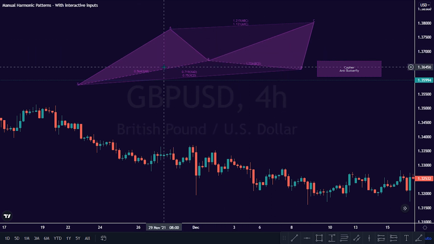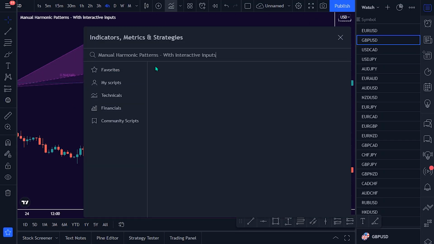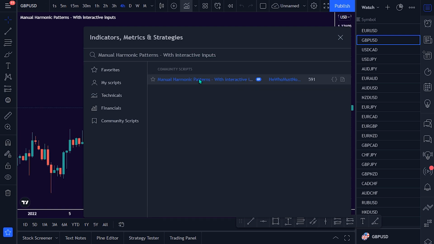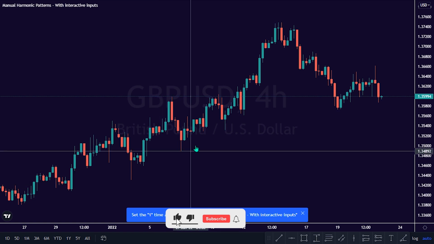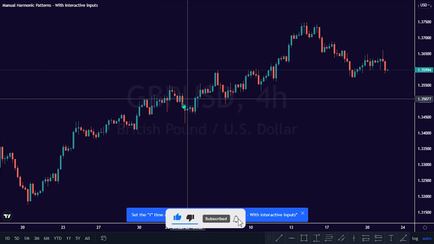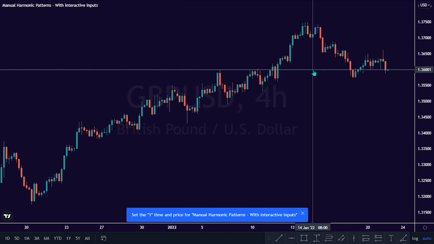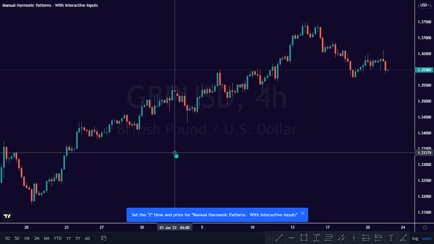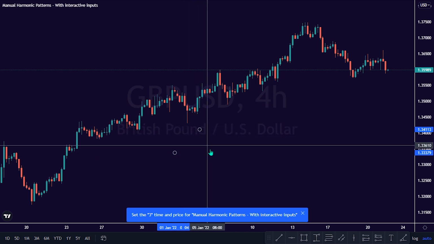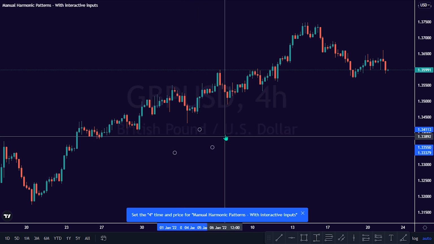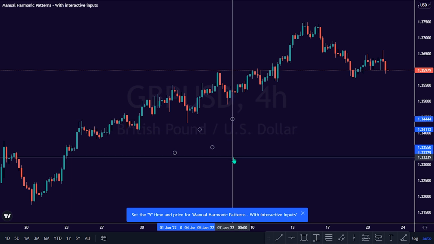To apply this indicator on the trading chart, search the keyword Manual Harmonic Patterns with Interactive Inputs in the TradingView indicator folder here, and select the Manual Harmonic Patterns with Interactive Inputs by He Who Must Not Be Named. This indicator is not like other trading indicators, which will by default or automatically appear on the trading screen chart when applied. Also, take note that this is not a scanner, and it will not scan historical bars for harmonic patterns. This needs to be used rather as a drawing tool instead.